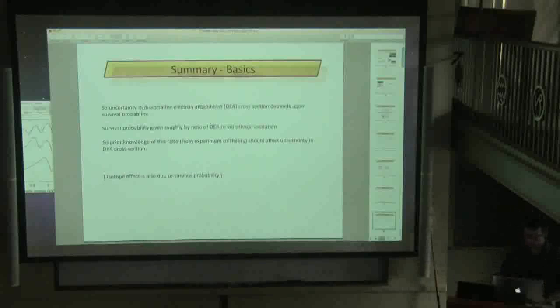Small relative errors can lead to large errors in the survival probability. Okay, so I would advocate the general perspective is that whatever I'm reporting, even if it is just theory, the uncertainty in my theoretical result has got to be a function of the ratio of vibrational excitation to dissociative electron attachment. Someone comes to me and says, I've calculated the dissociative electron attachment cross-section for this process to 1%.